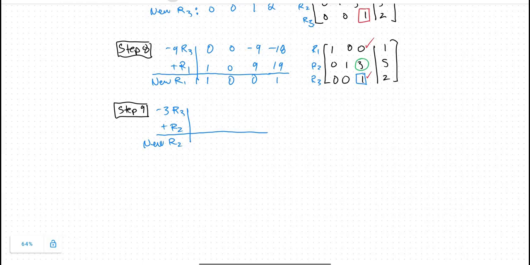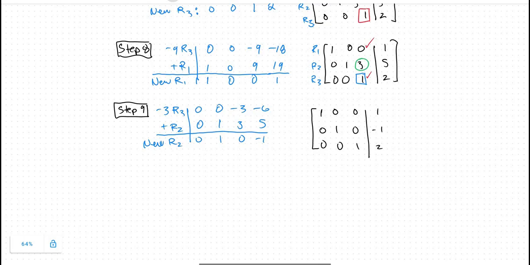So multiply negative 3 all the way across. That's a 0. That's a 0. Negative 3, negative 6, row 2, 0, 1, 3, and 5. That's a 0. That's a 1. That's a 0. That's a negative 1. Put everything together. 1, 0, 0, 1. And then this is going to be the new answer we just got, 0, 1, 0, negative 1. And finally, 0, 0, 1, 2.